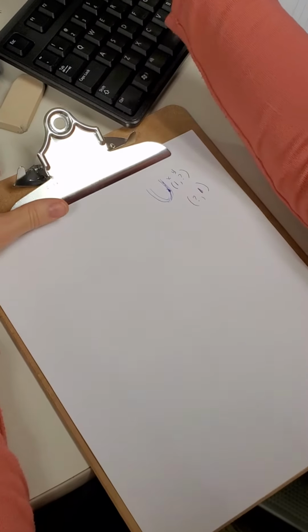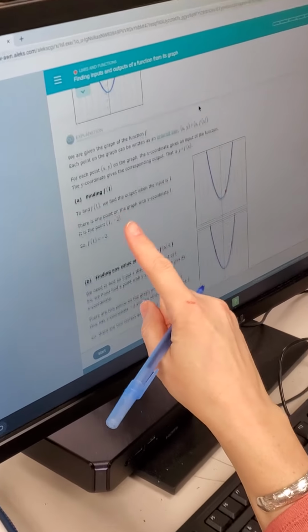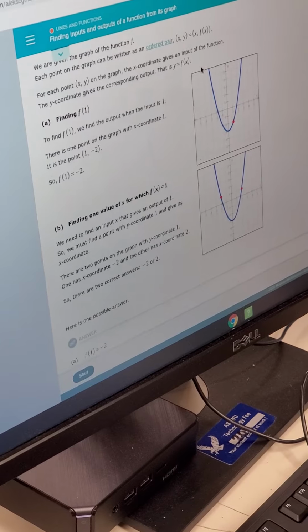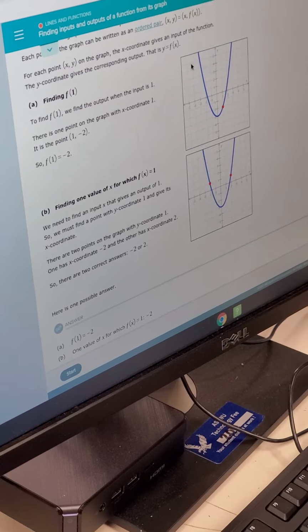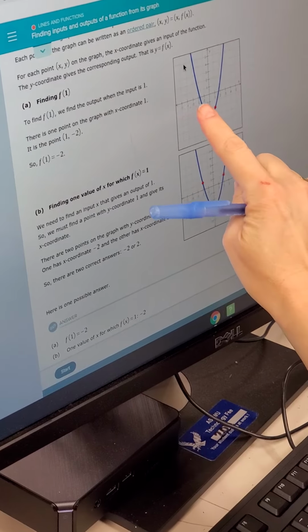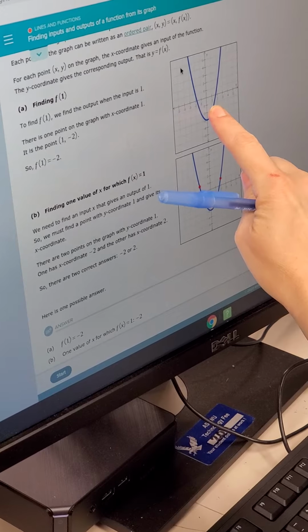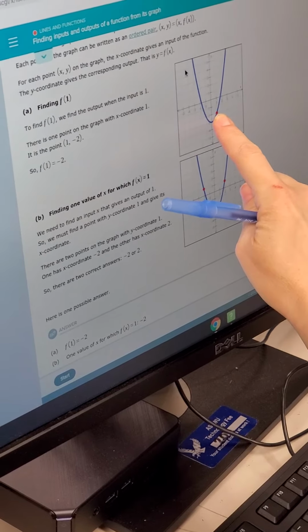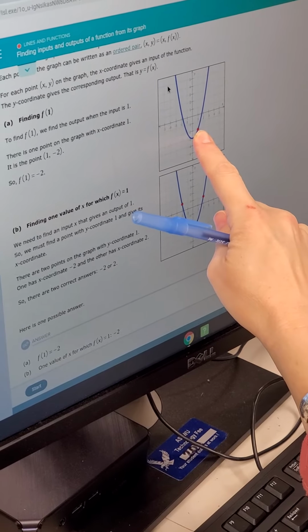Okay, so let's scroll down just a little bit, and it talks about finding f of 1. So we're in this situation where we know x is 1. What's the y that goes along with it? So we want to go look at the graph of f here, see where x is 1. Let's go find the corresponding point on that graph. When x is 1, y is -2.